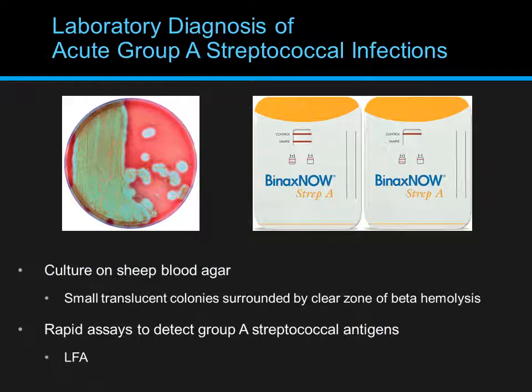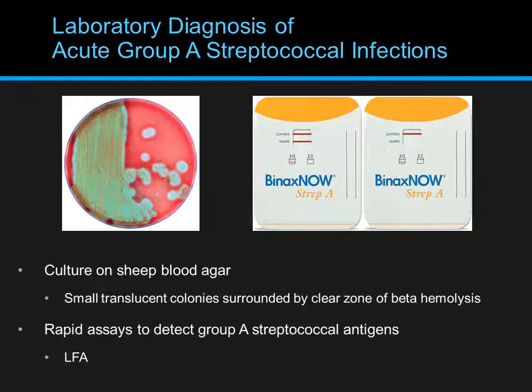In terms of diagnosing these strep infections, we still do an awful lot of throat cultures, plating on blood agar, looking for the characteristic beta hemolysis, and testing for the organism that way. Still kind of the gold standard in a lot of ways, but it still usually takes at least 24 hours to get a positive result.